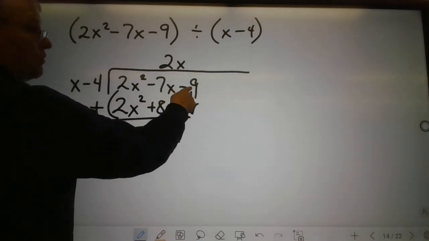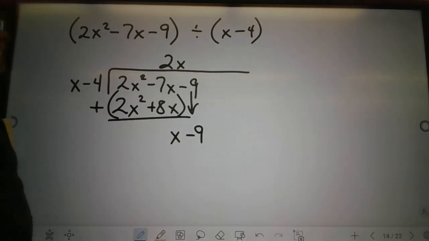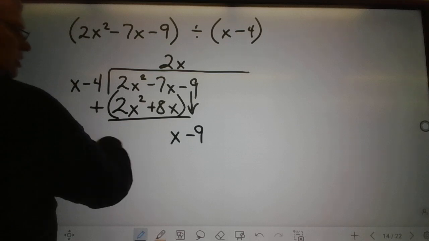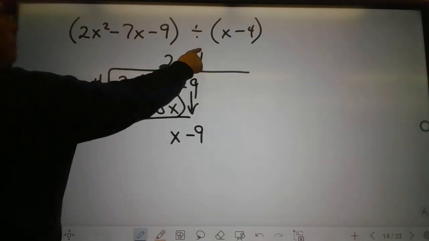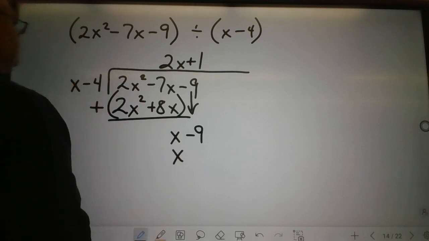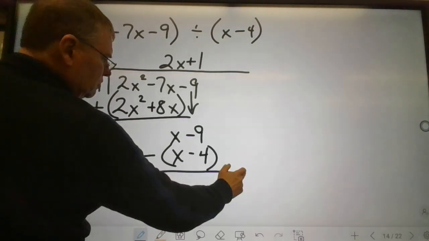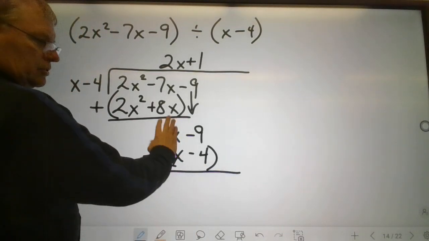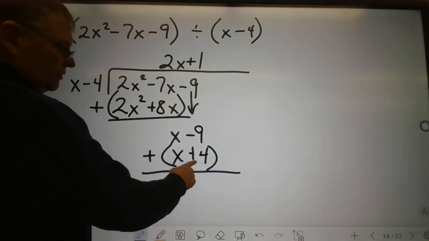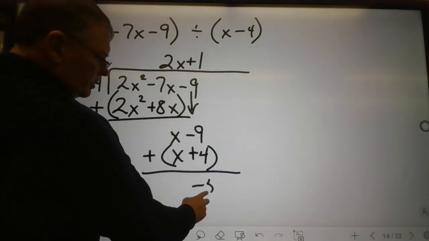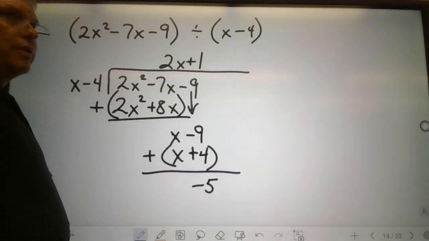Bring down the next number. Don't forget to take the sign with it. Now, what times x will give me x? Well, a positive 1. 1 times x is x. 1 times a minus 4 is a minus 4. I'm going to subtract all of that. X minus x, 0. A minus 9, subtracting a negative, it's like adding a positive, and I end up with a negative 5. There's no more numbers to bring down, so that's my remainder.